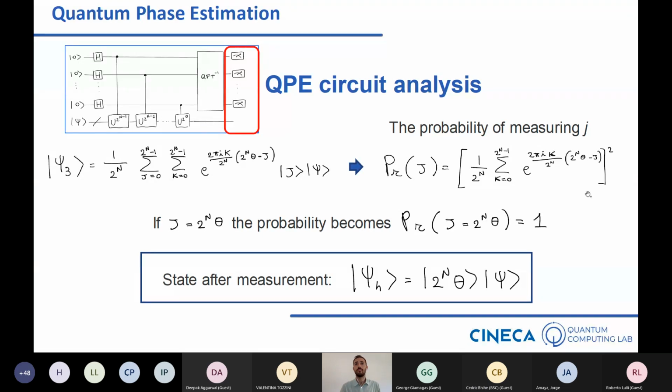So when this probability is 1, it happens only when j is equal to 2 to the n theta. For all the other j's, what does it mean that the probability of this string is 1? It means that the probability of all the other strings is 0, because the probabilities must sum up to 1.